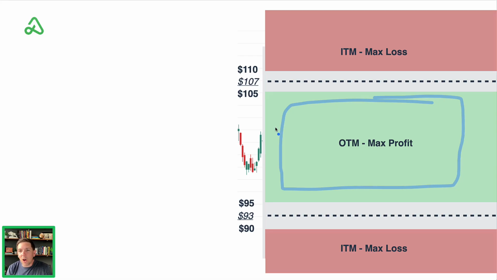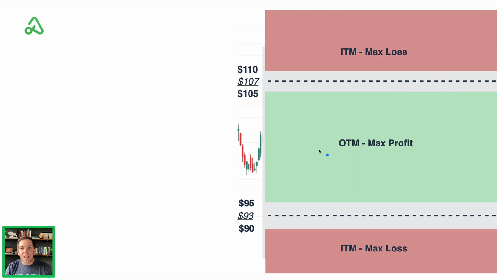The reason it's called our OTM, or out of the money zone, is because our strikes are out of the money compared to where the stock is trading. So if the stock is trading right here at expiration, right at $100, then that means that our strikes are out of the money. That means that it didn't violate or challenge our position. So we keep the entire premium as profit. This is the ideal situation, where we want the stock to land in this zone.